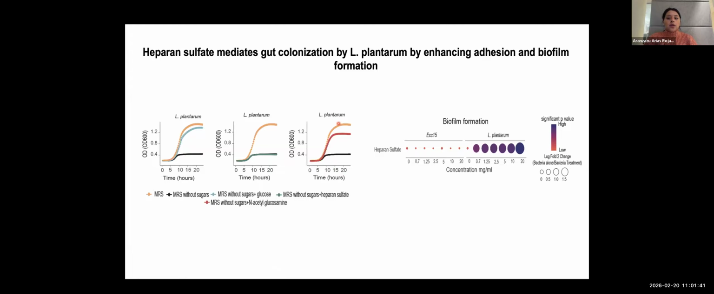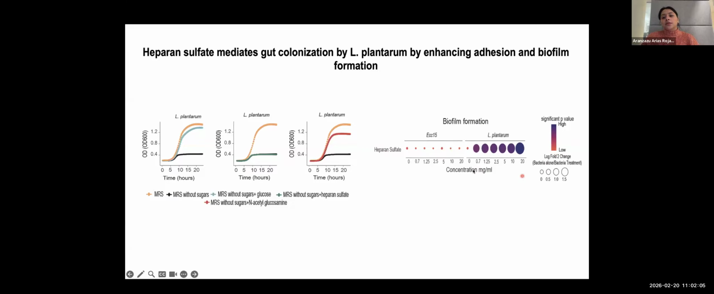But if it is not using heparan sulfate as a carbon source, why is it using heparan sulfate in the first place? What is it that lacto uses heparan sulfate for? So what we could come across is that lactobacillus uses heparan sulfate to build biofilms.